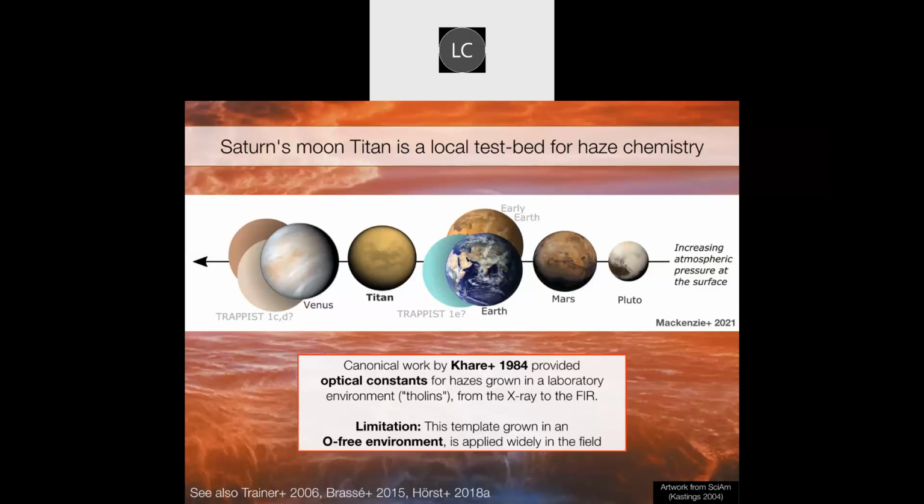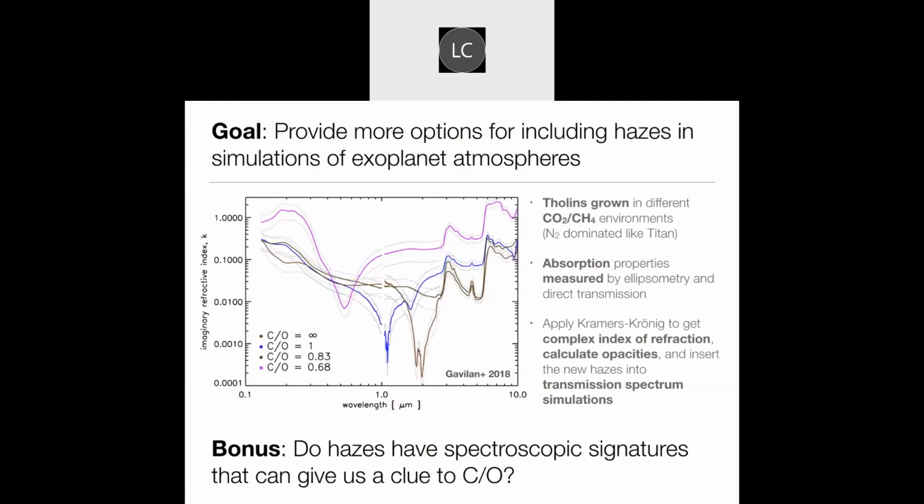So for instance, there's the canonical work by Khare et al. in 1984, where they grew hazes in a laboratory, which we call tholins, and produced optical constants for those tholins. And those are in use today in many of the simulations where people are trying to understand how hazes can obscure exoplanet atmospheres. There is a limitation because this one template was grown in an oxygen-free environment, which is what Titan is like, and it's applied widely in the field. So our goal is to provide more options for including hazes in simulations of exoplanet atmospheres.